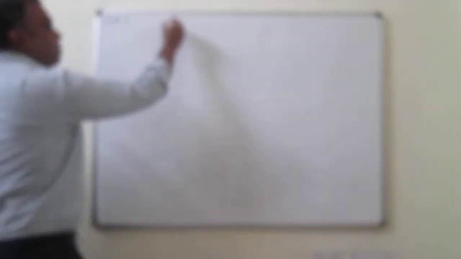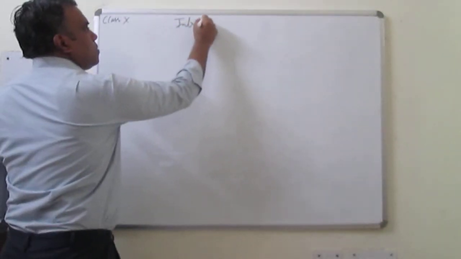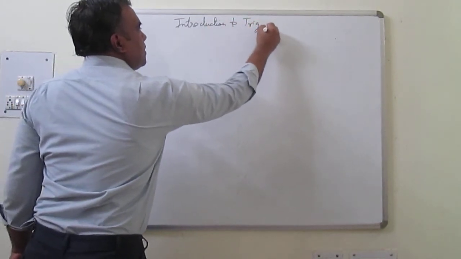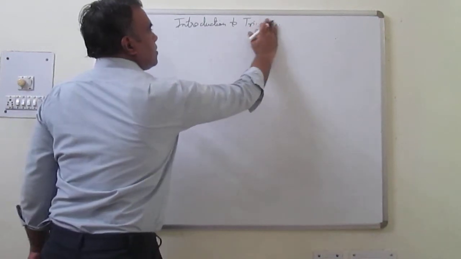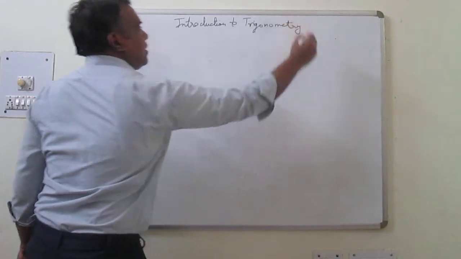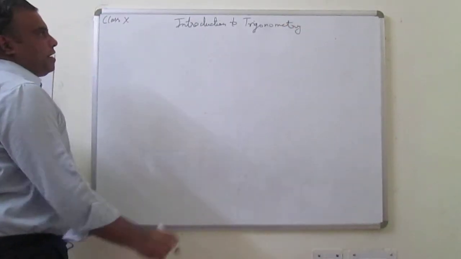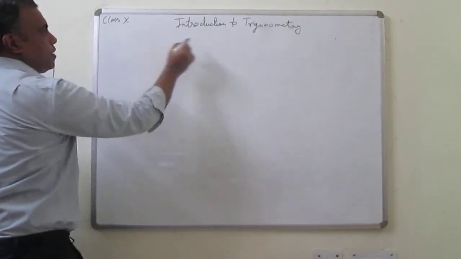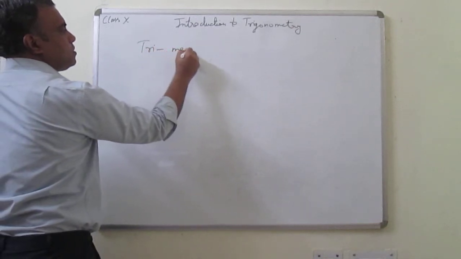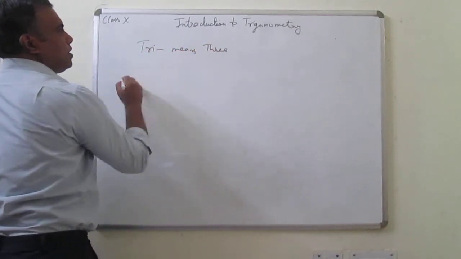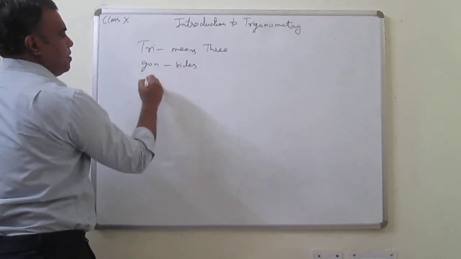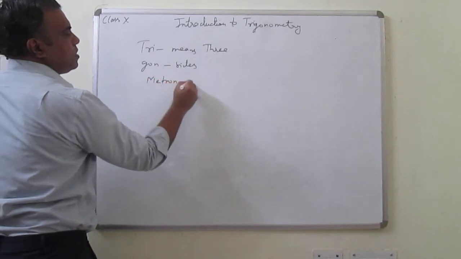Today we will start introduction to trigonometry. Trigonometry, it is chapter 8, class 10th. Trigonometry is derived from the Greek words: tri means 3, gon means sides, and metron means measure.